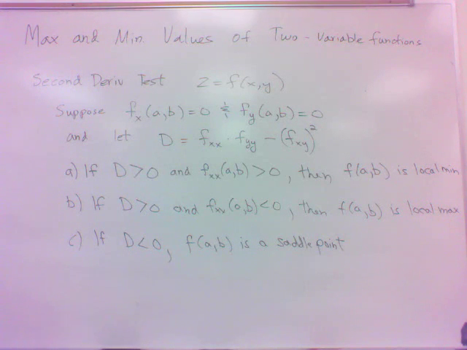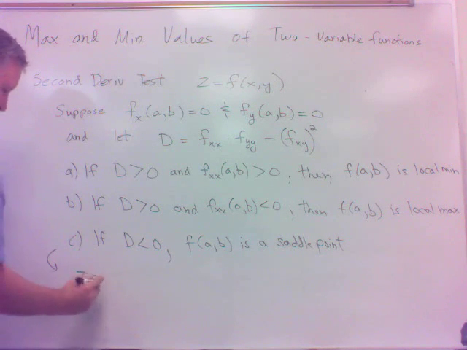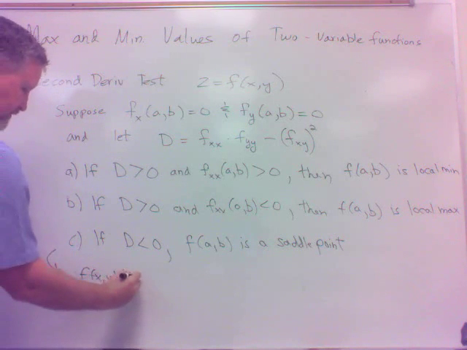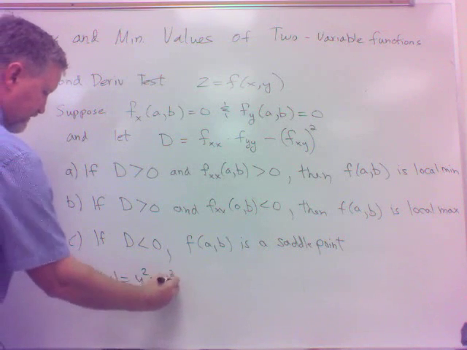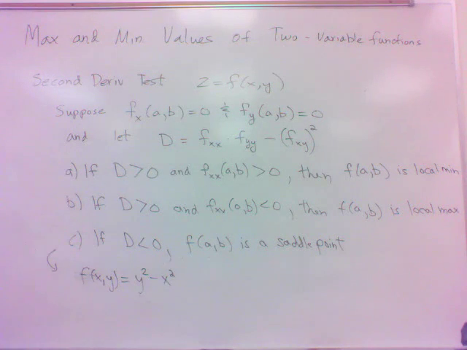And I guess we could verify this one real quick. What was our other one? z, f of xy, was y squared minus x squared. Okay, I think this will work. All right, so we know the critical point is 0, 0.